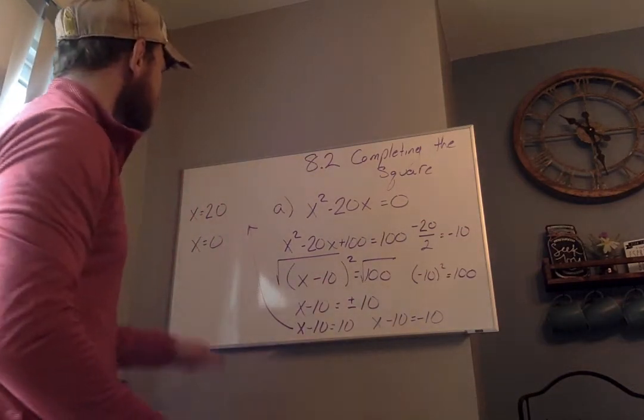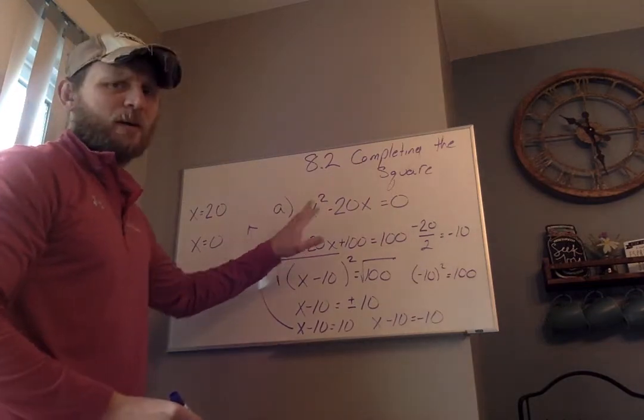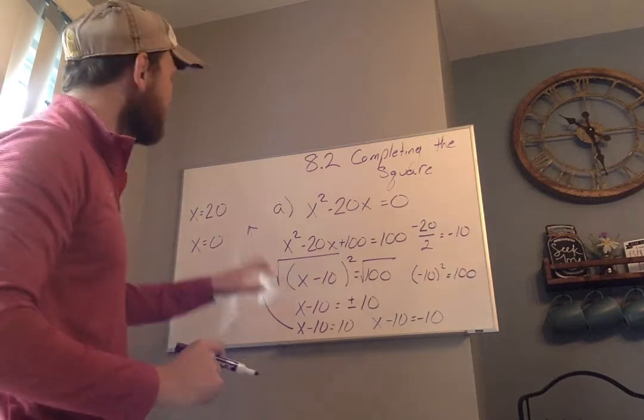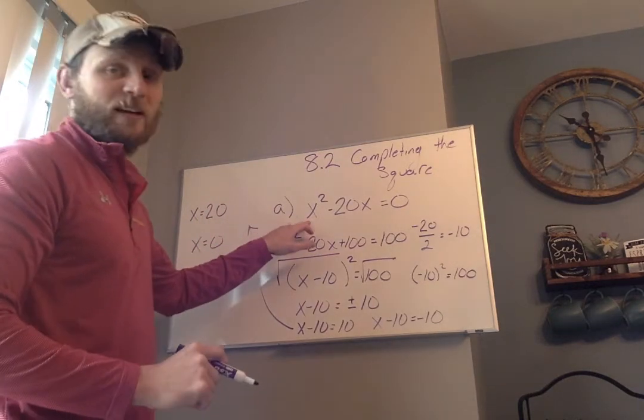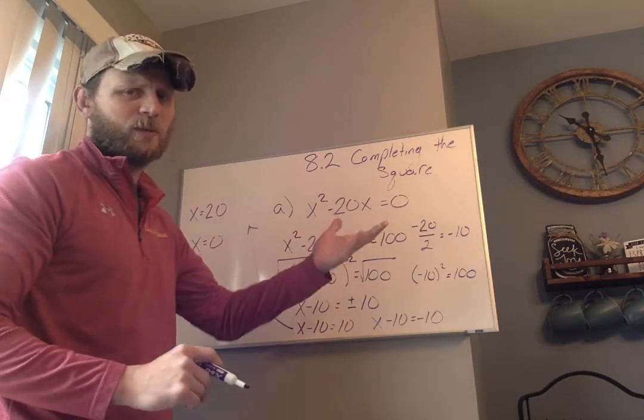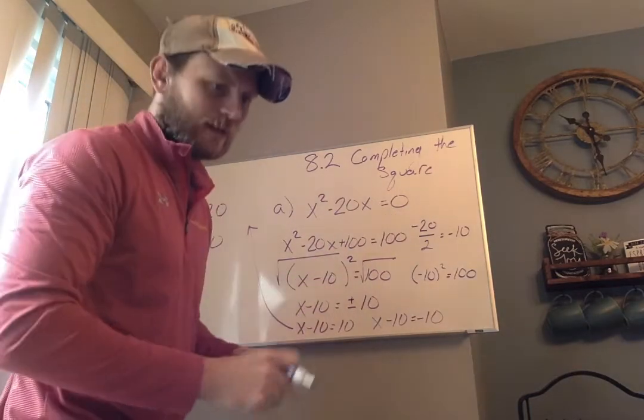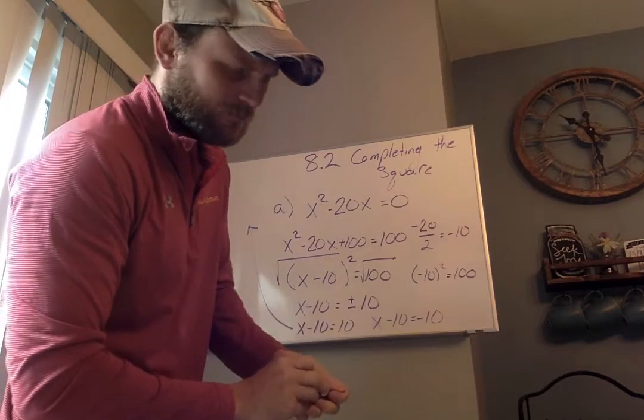And I can check my answer if I plug it in. 0 squared is 0. Minus 20 times 0, that's 0. That equals 0. So I got that. Now 20. 20 squared is 400. Minus 20 times 20, well, that's also 400. 400 minus 400 is 0. So there we go.